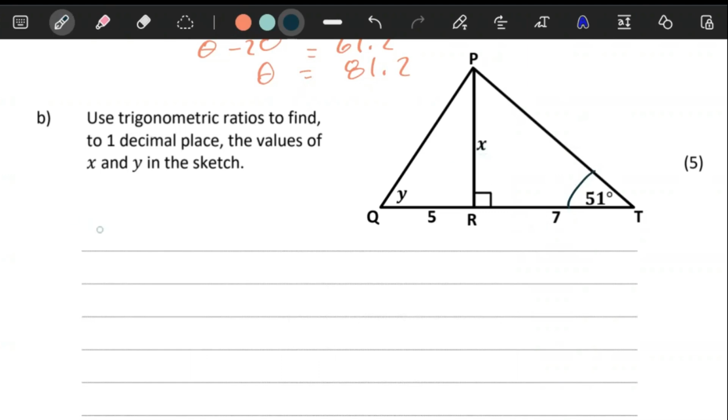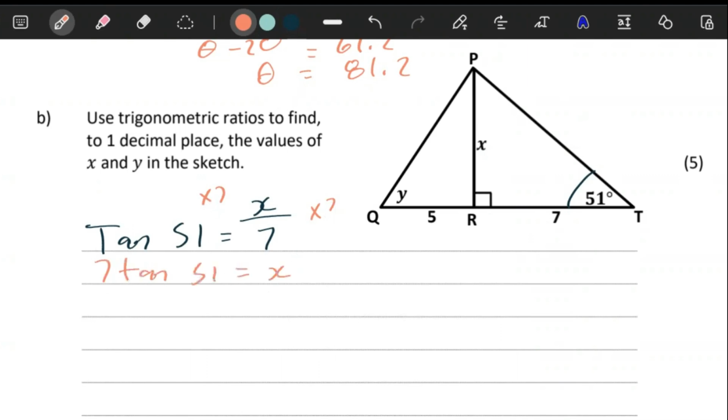So you can use tan. Tan 51 is equal to opposite over adjacent. To get x, you can just multiply both sides by 7. You have 7 tan 51 equal to x. And then our value of x in this situation is just 8.6. So this is x.